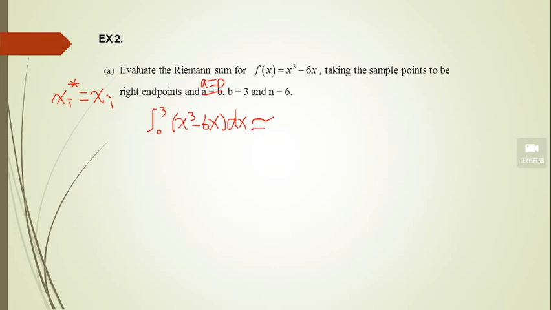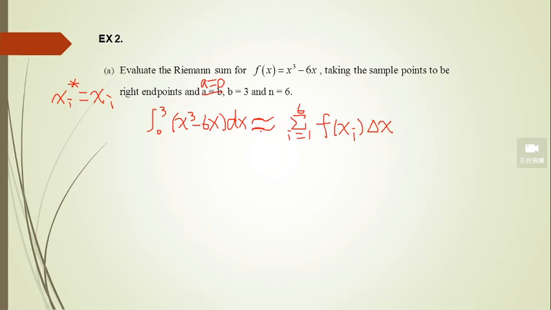Evaluate it, approximating it using, because we specified, what is my n? My n is 6, from i from 1 to n. And actually the original formula should be x_i star times delta x, right? So we are going to use 6 rectangles to estimate the area of this function from 0 to 3.